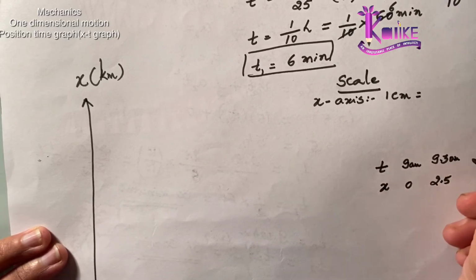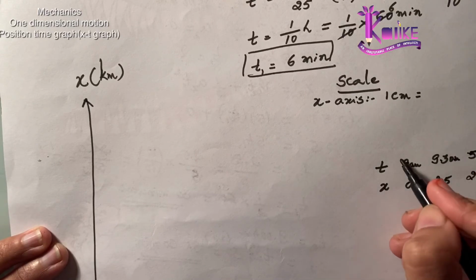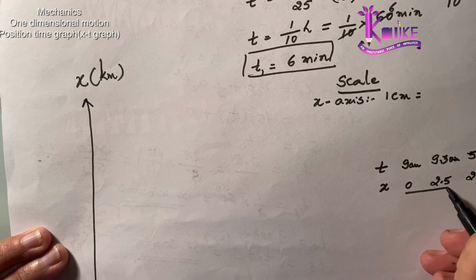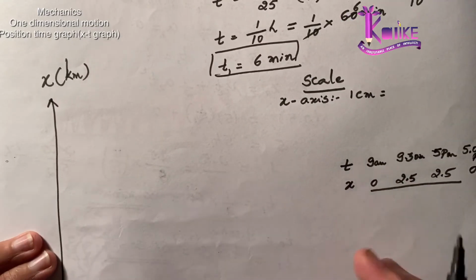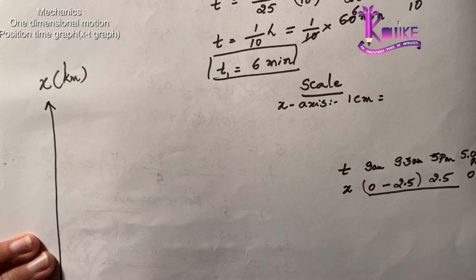When it was 9:30, it was 2.5 kilometers away. She reached her office. Now, again, when it was 10, 11 and all that till 5 p.m., her position was still 2.5 kilometers, whereas when it was 5:06 p.m., that is 5 hours 6 minutes elapsed, she came back to her home, which was 0. So, now I need to plot the values 0 to 2.5. So, this is the range of values that I will need on my x axis.